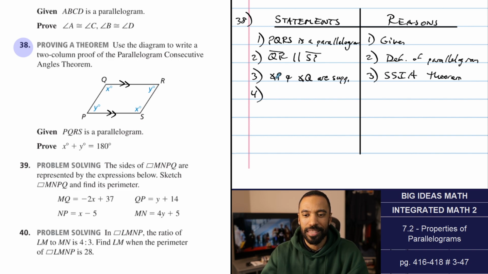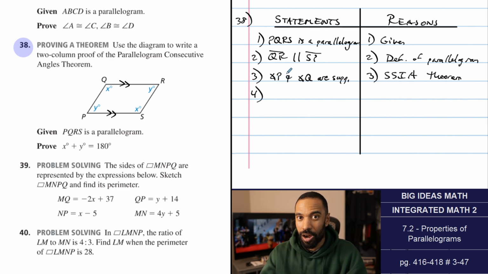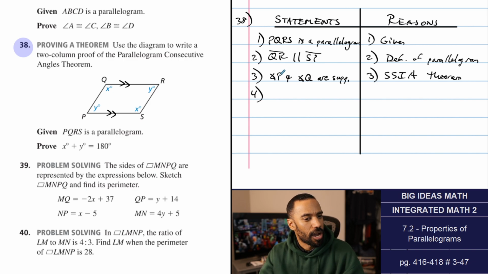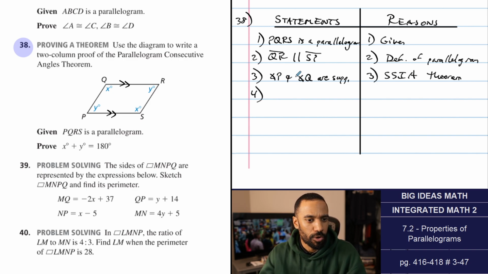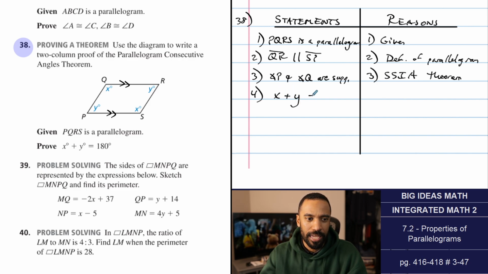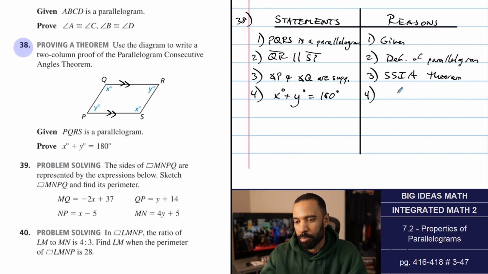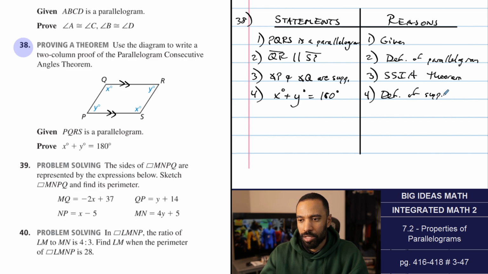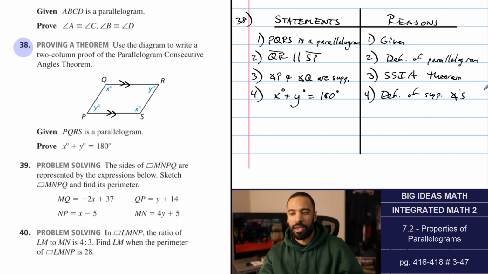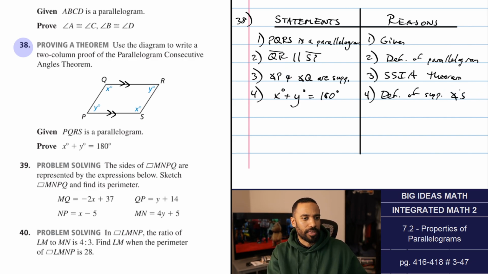If they're supplementary, their measures add to 180. Now, I don't know if I have to call it measure of angle P plus measure of angle Q first, or if I can just go straight to X and Y. So X plus Y equals 180. X degrees, Y degrees, 180 degrees. Q is the X, P is the Y. I hope that's okay. That's the definition of supplementary angles. So if those are their measures by nature, I can just write that. So I'm good on that.